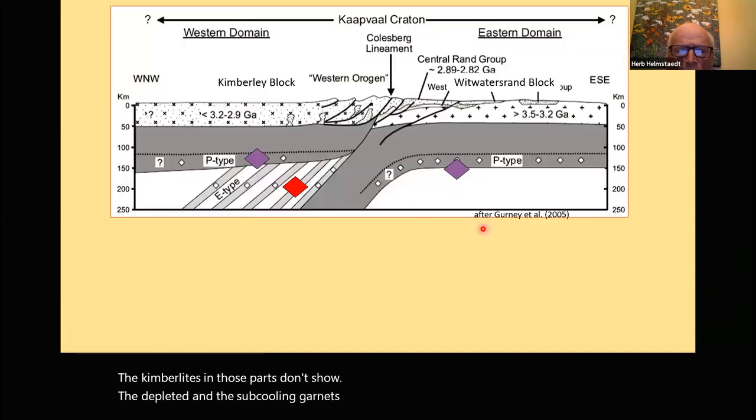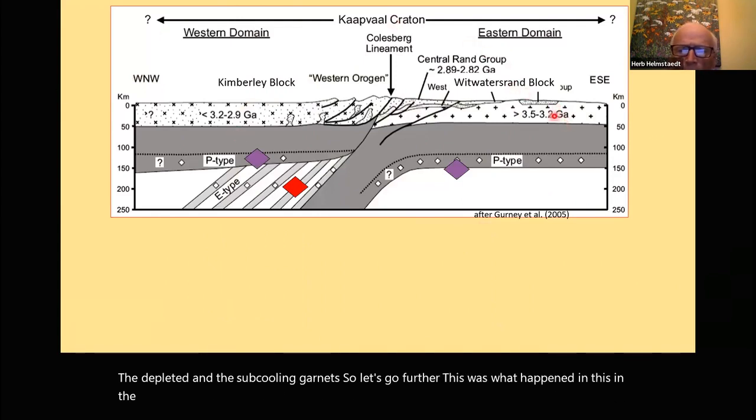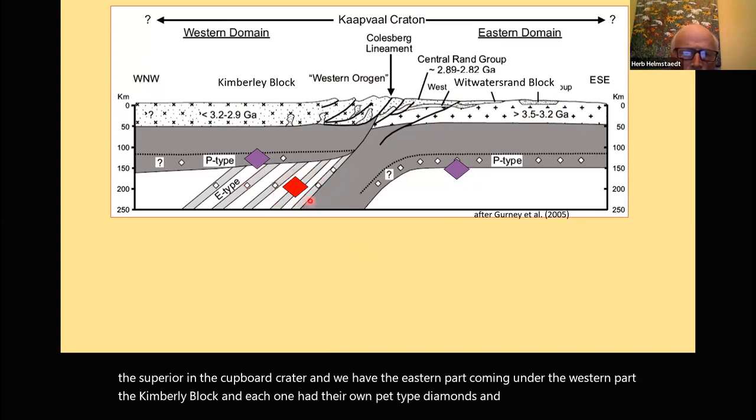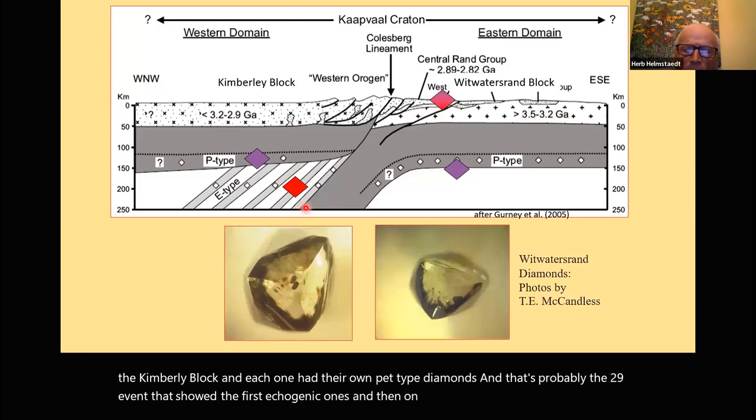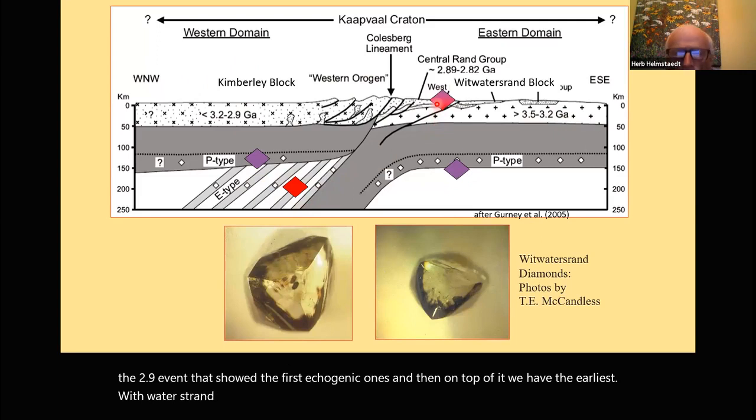So let's go further. This was what happened in the Kaapvaal Craton. We have the eastern part coming under the western part, the Kimberley block, and each one had their own P-type diamonds, and that's probably the 2.9 event that showed the first eclogitic ones. And then on top of it, we have the earliest Witwatersrand diamonds that are preserved. So definitely Archean, but all Paleo to Mesoarchean.